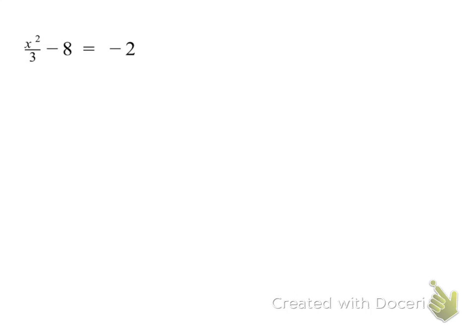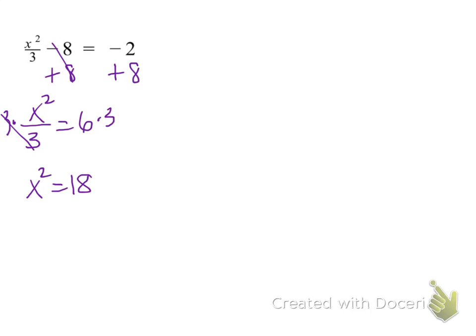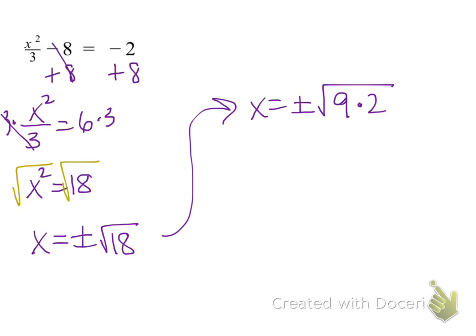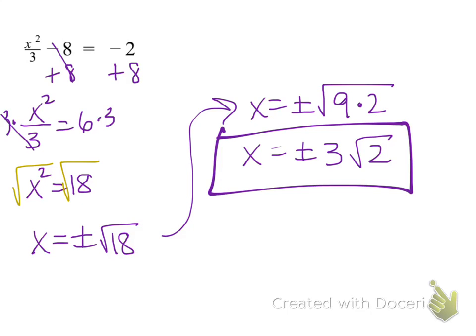Again, we need to get our x squared term, or our x, by itself. So adding 8, I get that x squared over 3 equals 6. Sorry, we're dividing by 3, so I'm going to undo that by multiplying both sides by 3. So I get x squared equals 18. Undo the squaring by taking the square root. So I get x equals plus or minus the square root of 18. And again, of course, I can simplify that. The largest perfect square that divides evenly into 18 is 9. So my final answer would be x equals plus or minus 3 times the square root of 2.